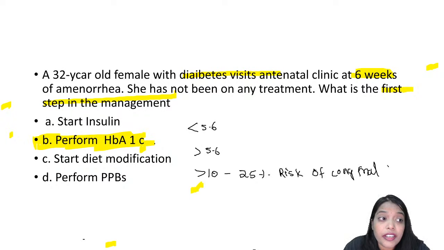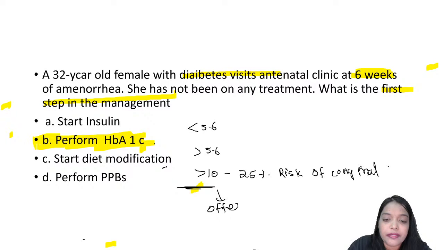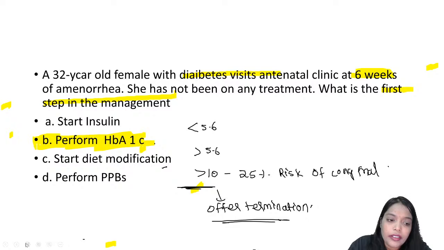You can offer her termination. I'm not telling you to terminate, but I'm telling you to offer termination. Meaning, you tell her you have a 25% risk of congenital malformation. I feel it is better that you terminate and have proper glycemic control and come back again with a pregnancy, right? So when HbA1c is more than 10, you can offer termination.